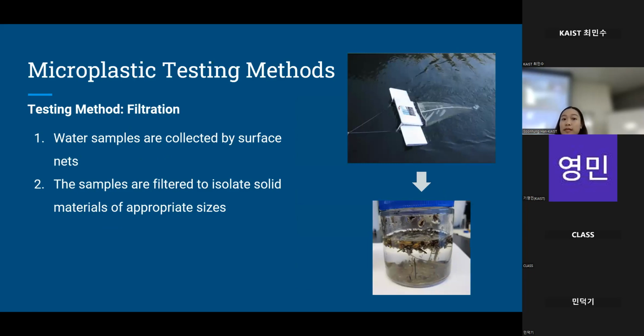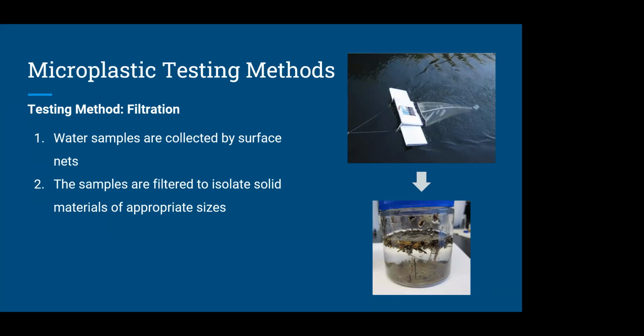As for the microplastic testing methods, the simplest way of testing the microplastics in the water is through filtration. So basically, the water samples are collected by surface nets in the ocean water, and they are filtered in order to isolate the solid materials of different sizes.